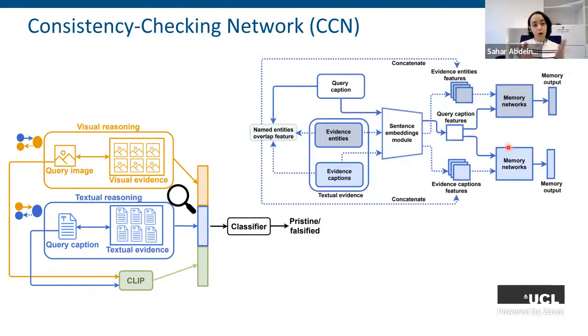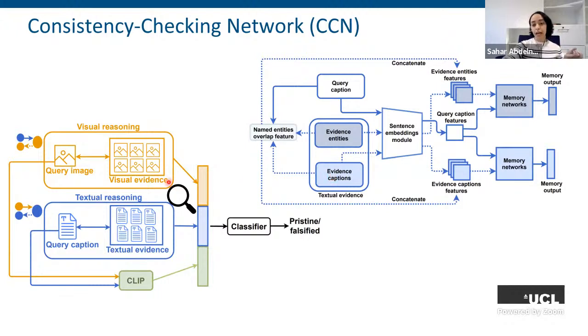The textual reasoning also has very similar motivation and design. So again, we want to compare the similarity of the query caption against the textual evidence, which we got while searching with the image. And if you remember, we had two types of textual evidence. So we first had the entities. These are small text sentences that are returned by the search APIs. And these are the full sentences or the captions that we crawled or extracted from the web pages.